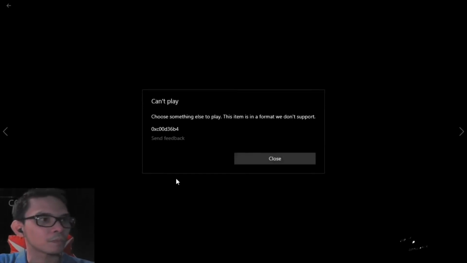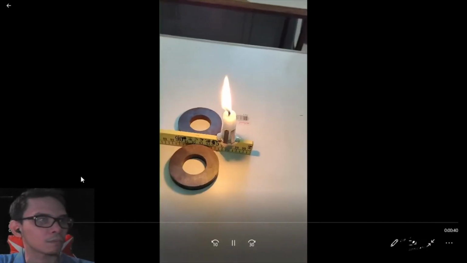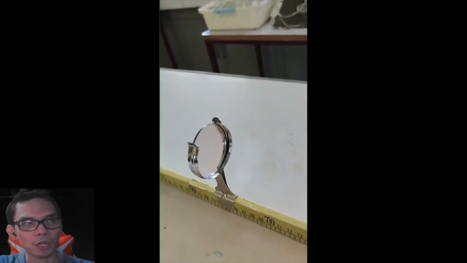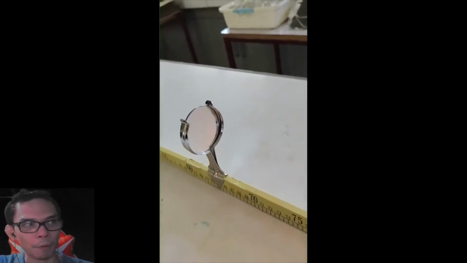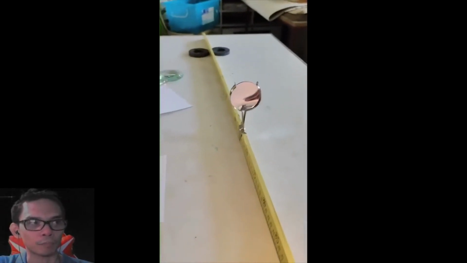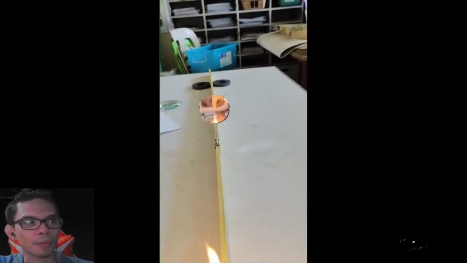Now let's take a look at the real image in a concave mirror. So this is the image in a concave mirror. That is a concave mirror right there. The concave mirror is a type of mirror that curves inward. The curve goes inside.